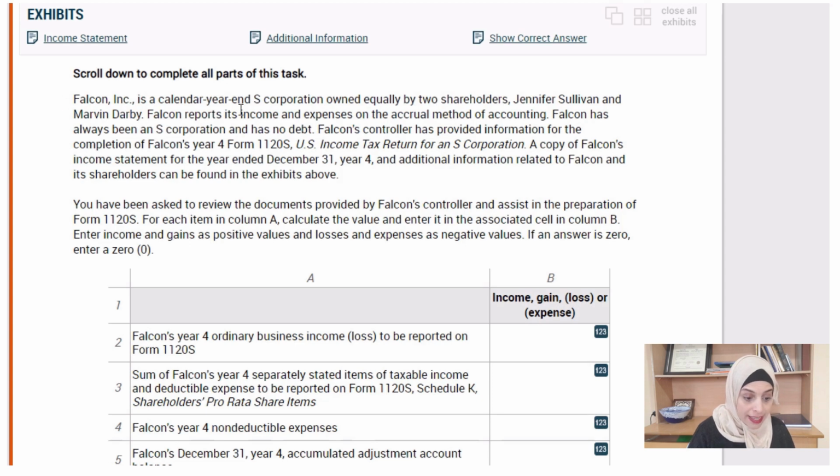Falcon Inc. is a calendar year-end S corporation owned equally by two shareholders, Jennifer and Marvin. Falcon reports its income and expenses on the accrual method of accounting. Falcon has always been an S corporation and has no debt. Falcon's controller has provided information for the completion of Falcon's Year 4 Form 1120S U.S. income tax return for an S corporation. A copy of Falcon's income statement for the year ended December 31, Year 4, and additional information related to Falcon and its shareholders can be found in the exhibits above.